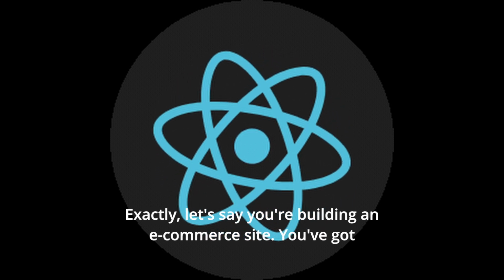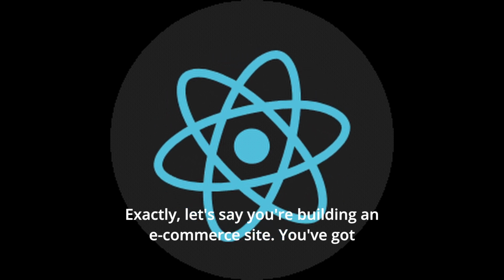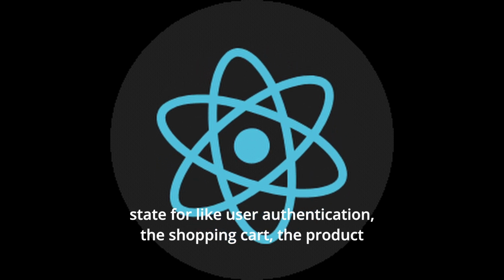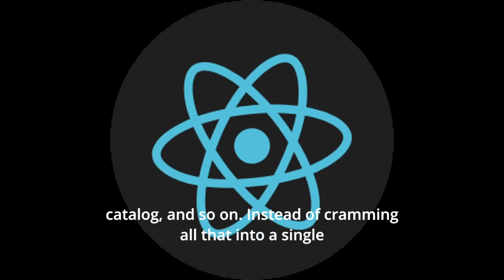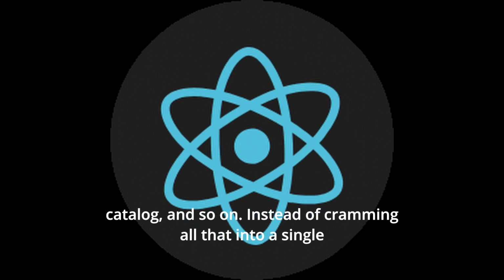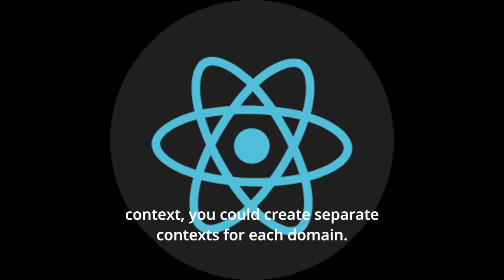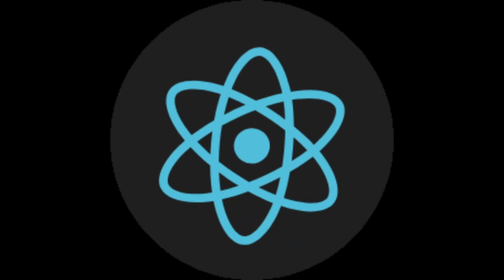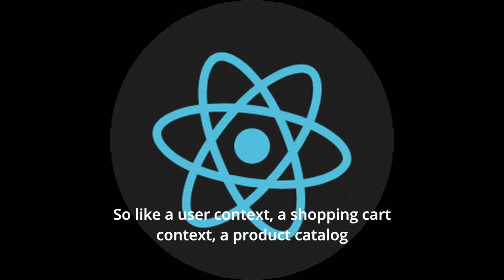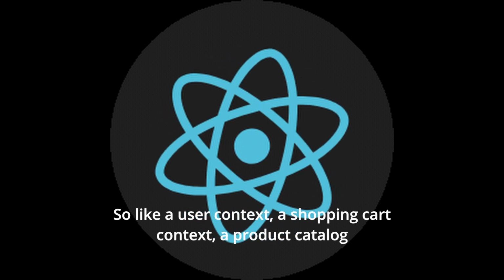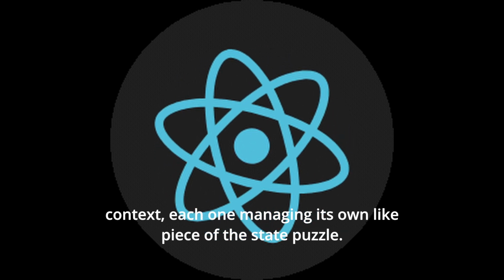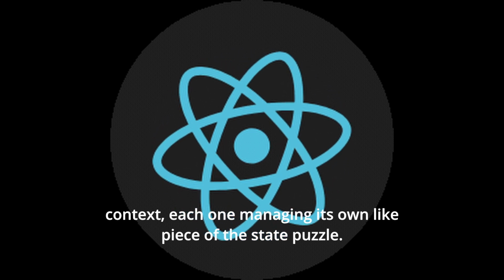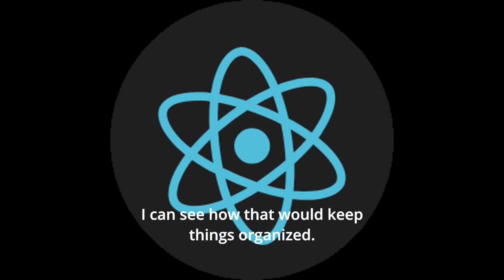Exactly. Let's say you're building an e-commerce site. You've got state for user authentication, the shopping cart, the product catalog, and so on. Instead of cramming all that into a single context, you could create separate contexts for each domain. So like a user context, a shopping cart context, a product catalog context, each one managing its own piece of the state puzzle. I can see how that would keep things organized.